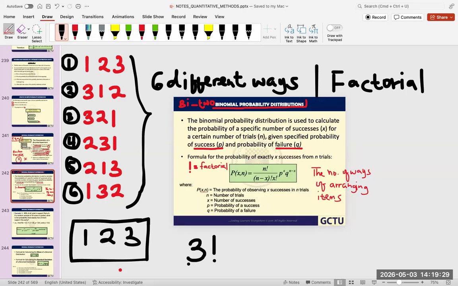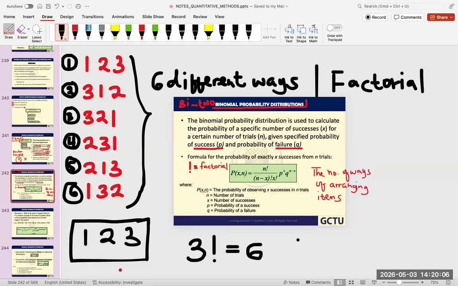So you are telling me that the number of ways we can arrange 1, 2, 3 is 3 factorial. When you press 3 factorial on your calculator, it will give you an answer of 6, telling you that 1, 2, 3 can be arranged in 6 different ways. So this is how the calculator gets the 6 for you.